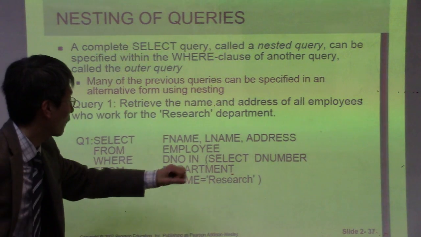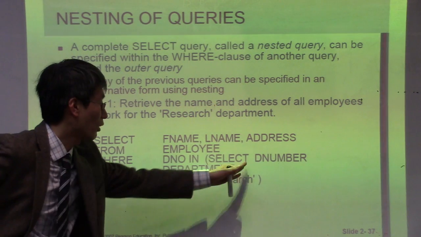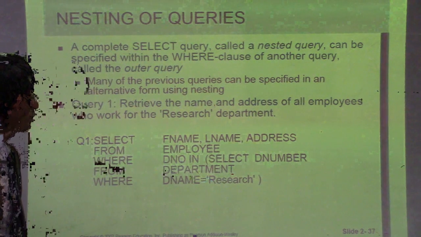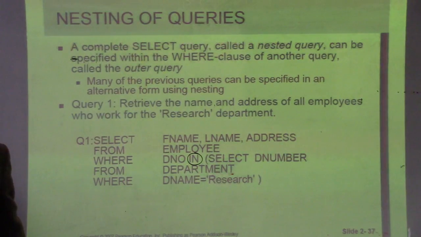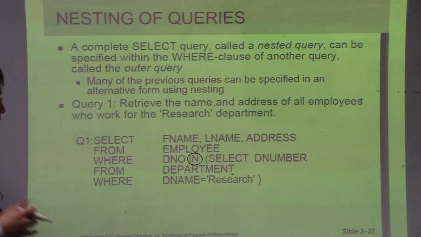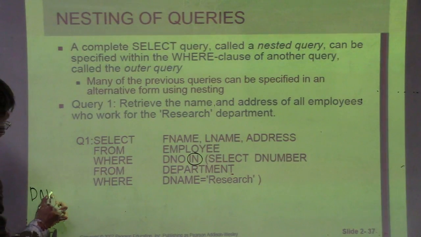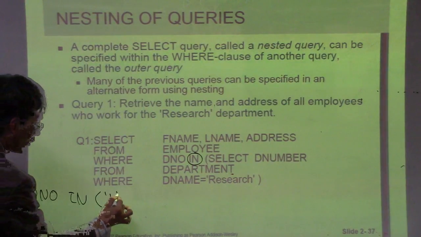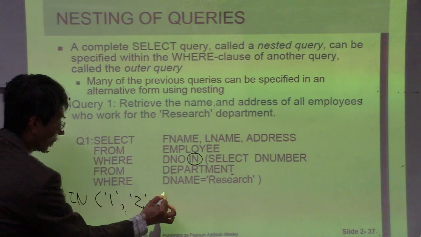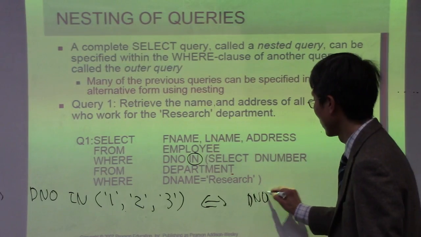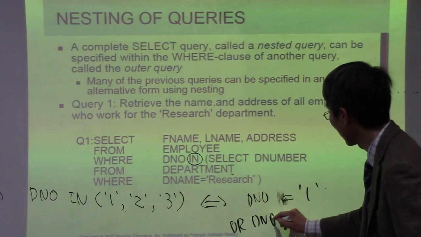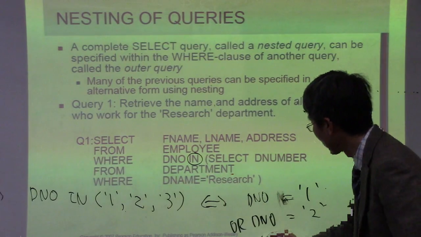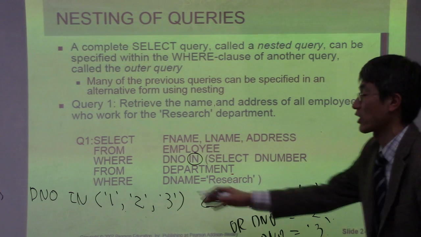For example, I'd like to first retrieve the D number whose department name is research. Then there is another operation, the in operation. In is a kind of set operation. It can be understood as, for example, DNO in 1, 2, 3. This is the same as DNO equal to 1 or DNO equal to 2 or DNO equal to 3. It means the same thing.